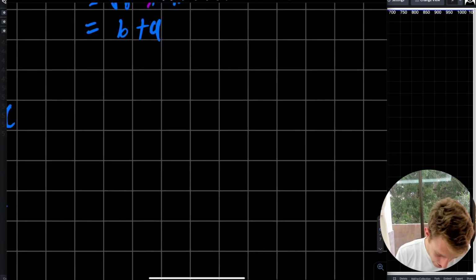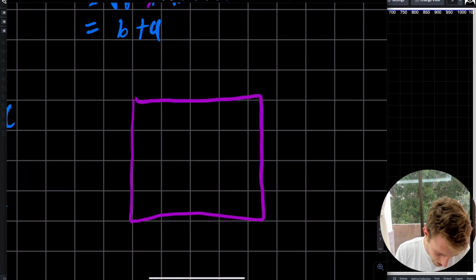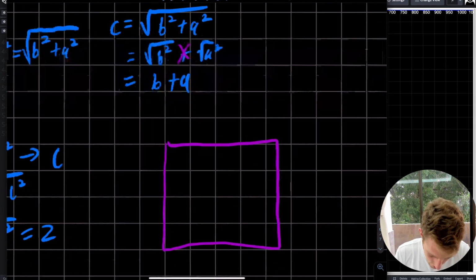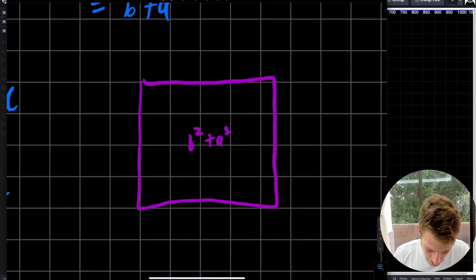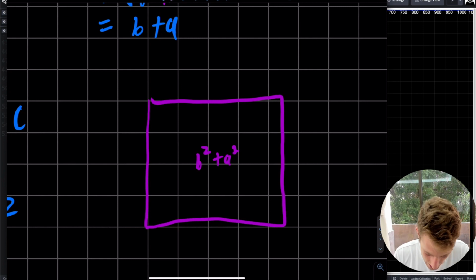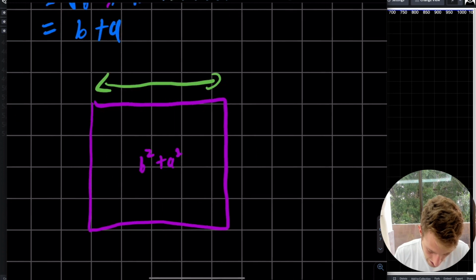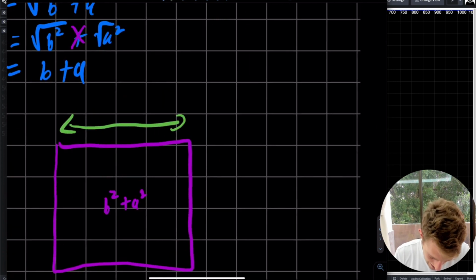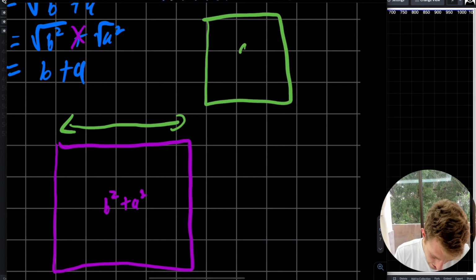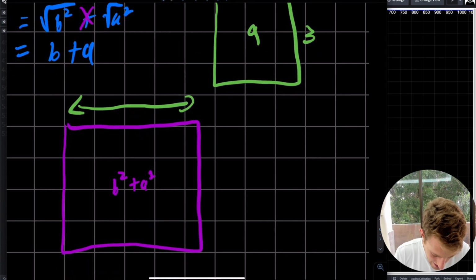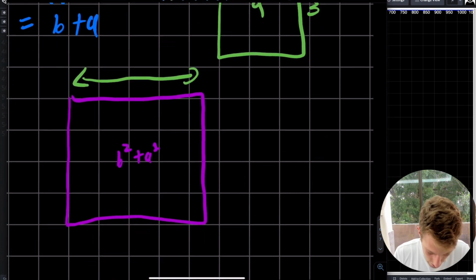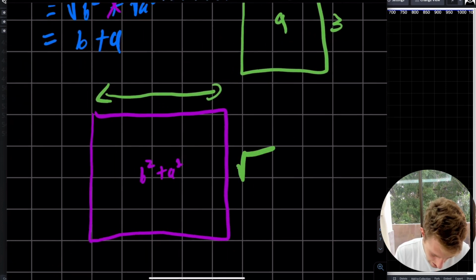We can understand this if we draw the area. We're looking at b squared. The area of this rectangle is b squared plus a squared. And now what we're saying when we take the square root is, what is the length of this side? To give the analogy, if our area is 9, we know that the length of each side is 3. So what is the length of the side? It's the square root.